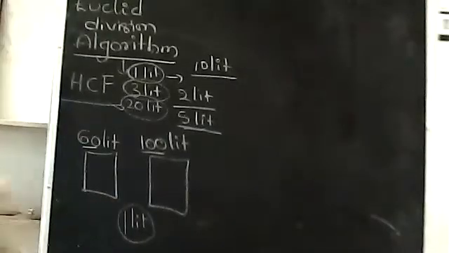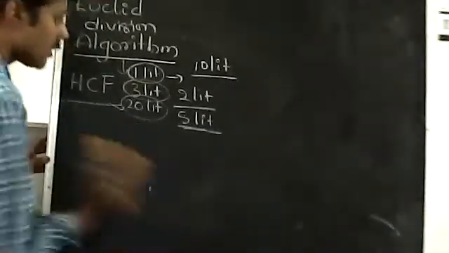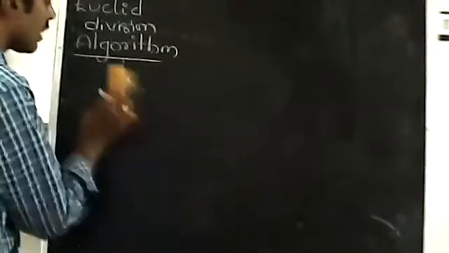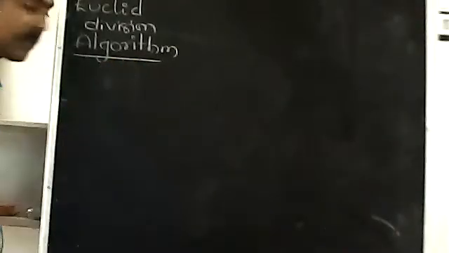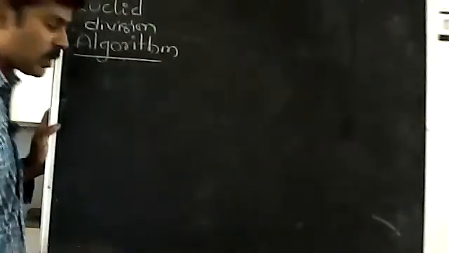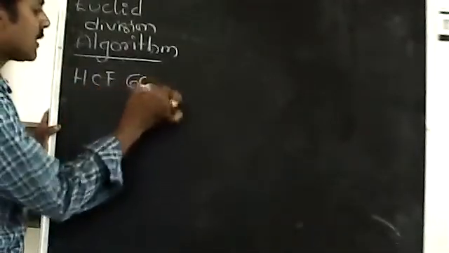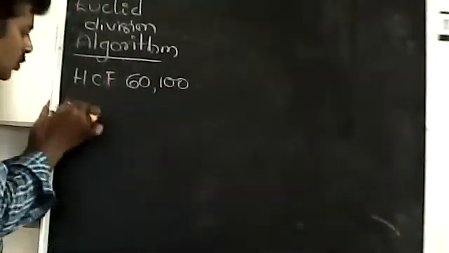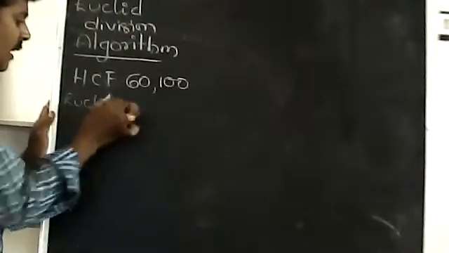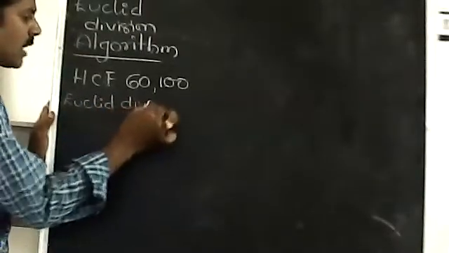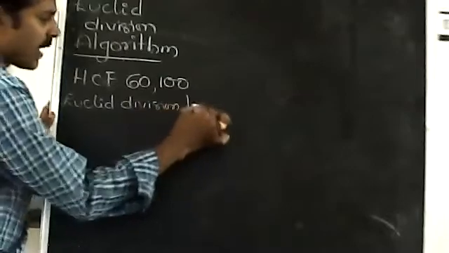So how can I find the HCF of 60 and 100 using Euclid's division lemma? This is one important question in your public examination. So once you go through that, you will know how to find the HCF of two numbers using Euclid's division lemma. First, I have to write Euclid's division lemma clearly. For every problem, I have to write Euclid's division lemma, no doubt in that.